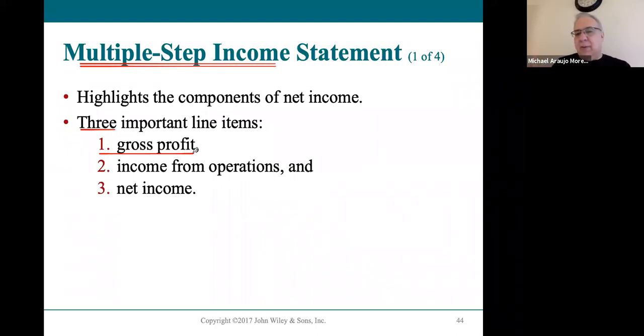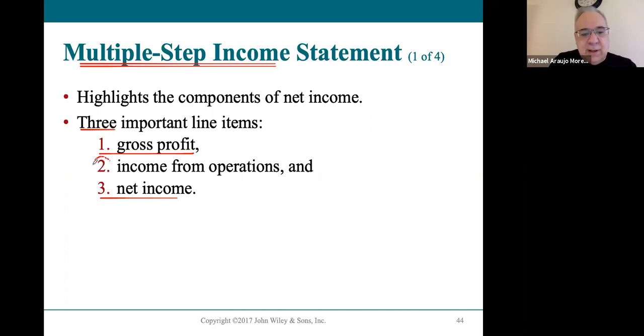You don't get that on the single step. Of course, you can still calculate your gross profit on a single step. You take your net sales, subtract your cost of goods sold, you'll get a gross profit. But the multi-step, they give it to you, which is wonderful. Of course, at the end of the day, they also give you your net income, no problem.